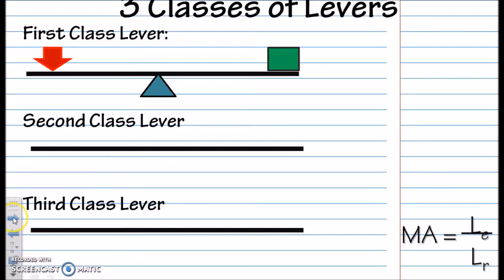Now the second class lever is arranged a little bit differently. The pivot point is at the very end. And so I try to memorize these by remembering that the resistance is in the middle.